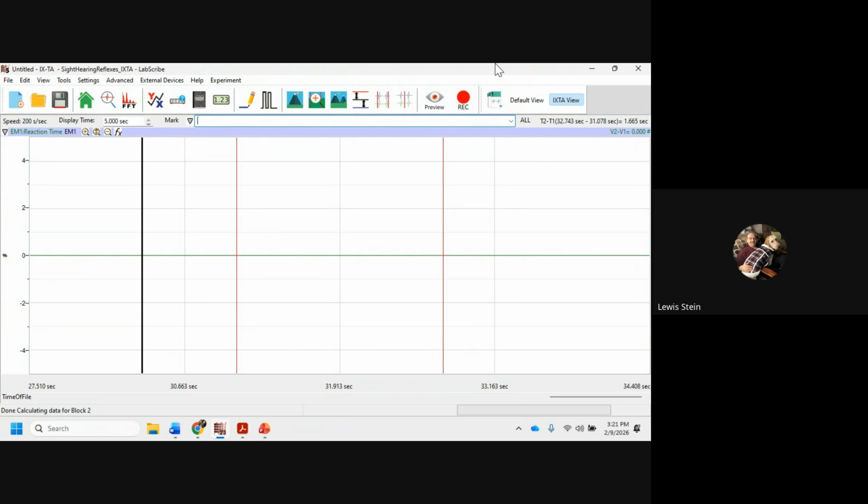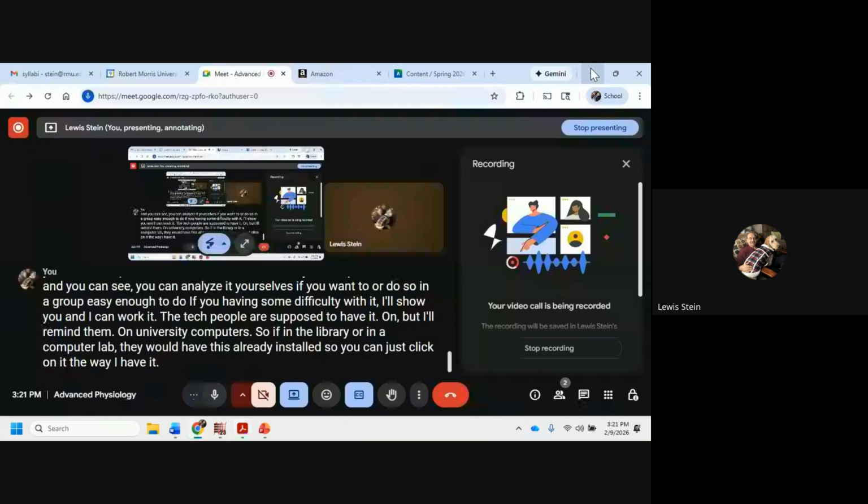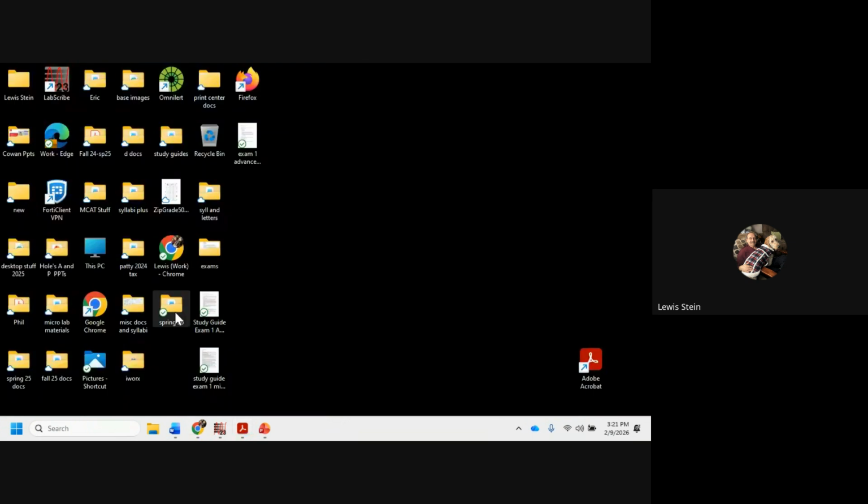And if you're having some difficulty with it, I'll show you. The tech people are supposed to have it on university computers, but I'll remind them. So if in the library or in a computer lab, they would have this already installed. So you can just click on it the way I have it, LabScribe, probably LabScribe 24 now. You'll click on that, and then you just have to put your login credentials.